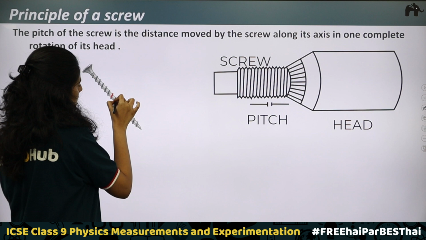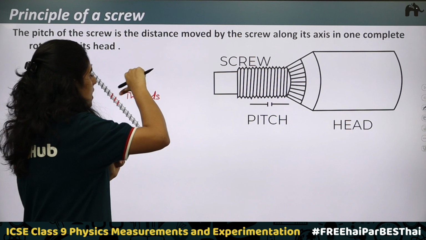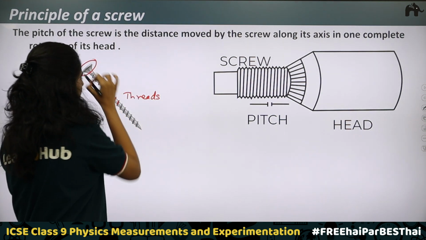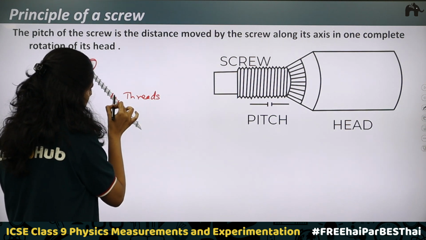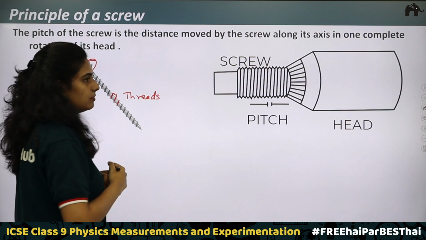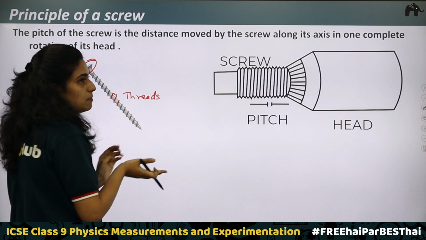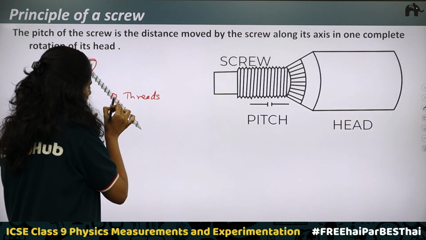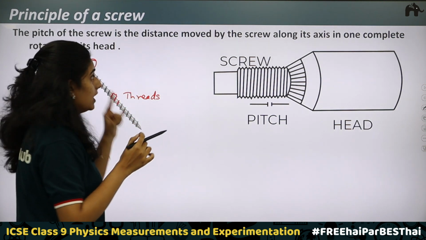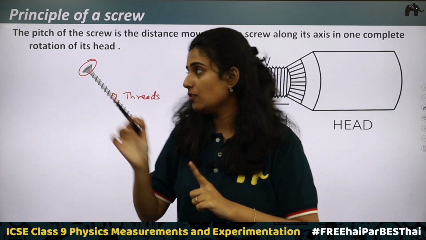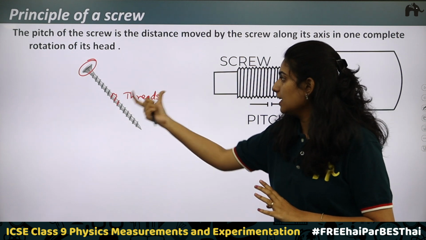Now here you can see these are called threads. When you make one complete rotation of the head, so this is a head, what happens is the screw will be moving this much distance forward. If you are rotating in the opposite direction, it will be moving this much distance backward. That is, between two consecutive threads, this much distance will be moved in a complete rotation of the head. This is the case of a screw.